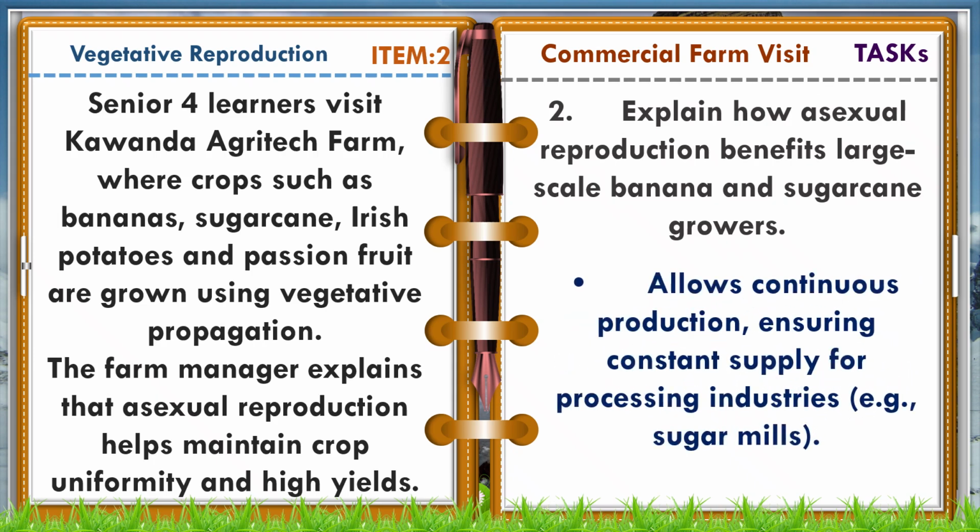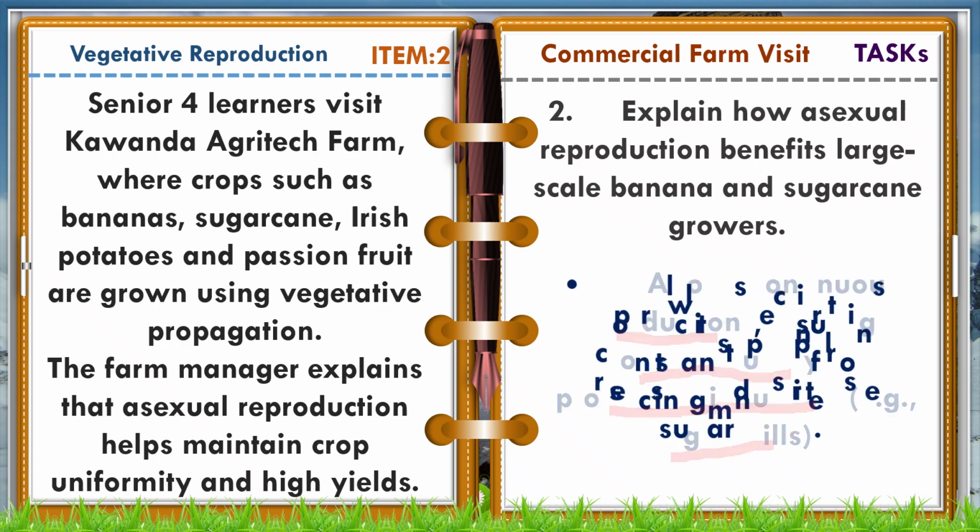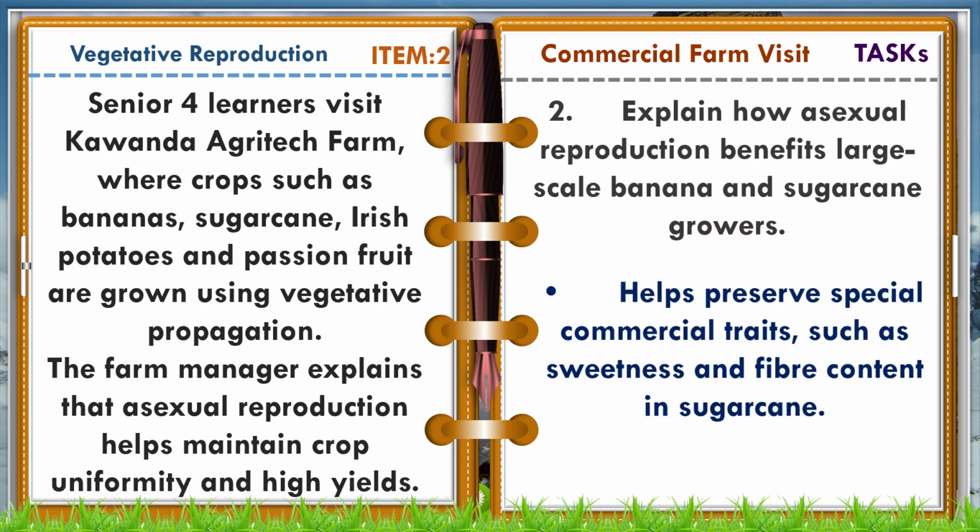They allow continuous production, ensuring constant supply for processing industries, like the sugar mills. Help to preserve special commercial traits such as sweetness and fiber content in sugarcane.